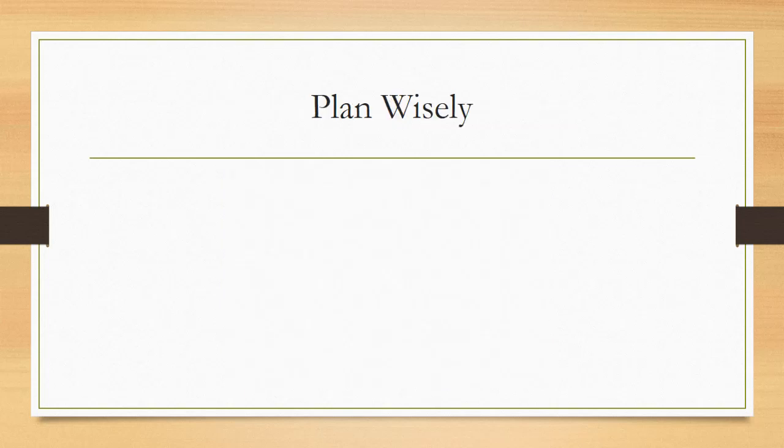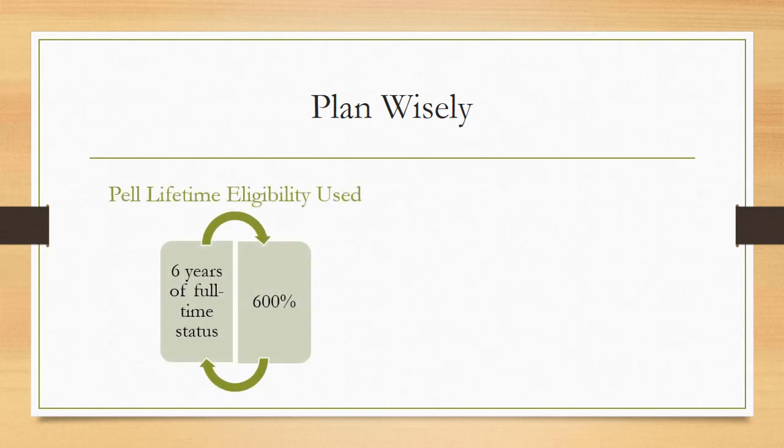Plan wisely. You may only receive the federal Pell Grant for a maximum of 6 full-time years. Each full-time academic year equals 100% eligibility used. Frequently changing your major will result in you exhausting your federal Pell Grant funds sooner, and once you have reached 600%, you will no longer be able to utilize federal funding. Be mindful, if you are transferring to a university, you do not want to exhaust all funds at the community college level.